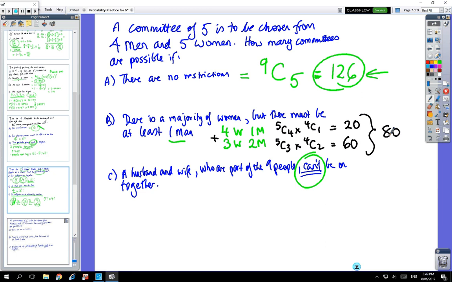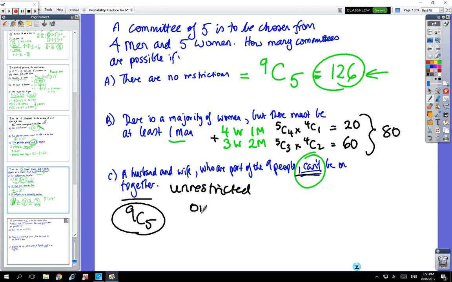Now, in Part C, it actually doesn't say which committee, so we have to consider that as the no restriction committee. Okay, so it doesn't refer to a particular committee, so we have to assume that it's the unrestricted case. Otherwise, they would say what it was. So in the unrestricted case, which was 9C5, we have to look at that number. So what we do is we put them on the committee.